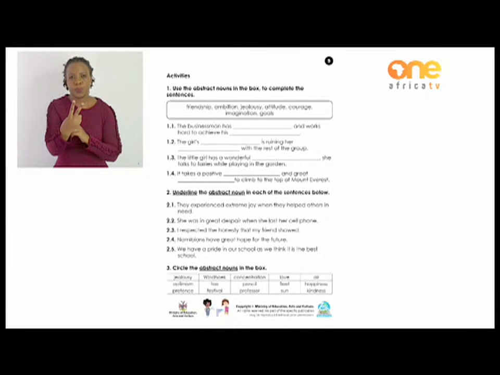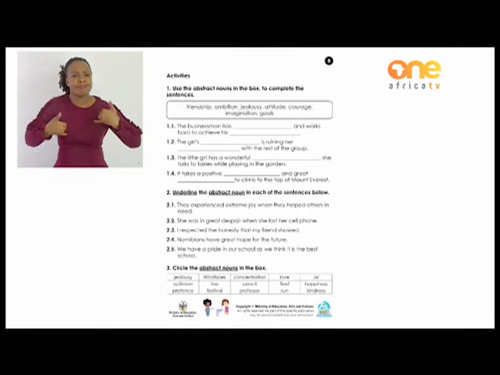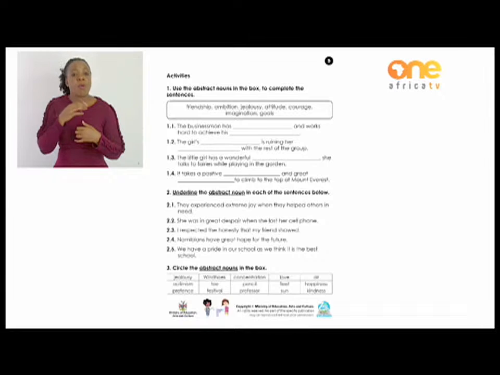Underline the abstract noun in each of the sentences below. They experienced extreme joy when they helped others in need. Joy is our abstract noun because we cannot touch it, we cannot see it. So you underline the rest of the abstract nouns in the sentences.